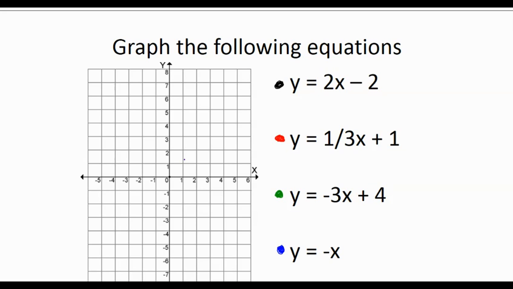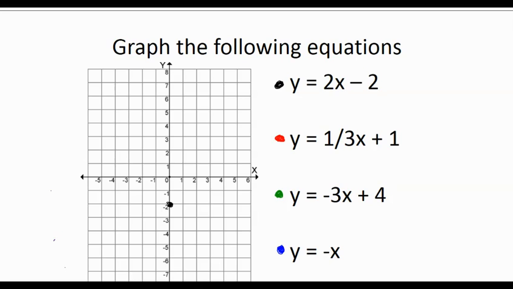So let's graph some. All right, so y equals 2x minus 2. We're going to graph this equation. First thing I'm going to do is find my y-intercept. So it's y equals 2x minus 2. So my y-intercept is -2. So I put a point at -2 on the graph.